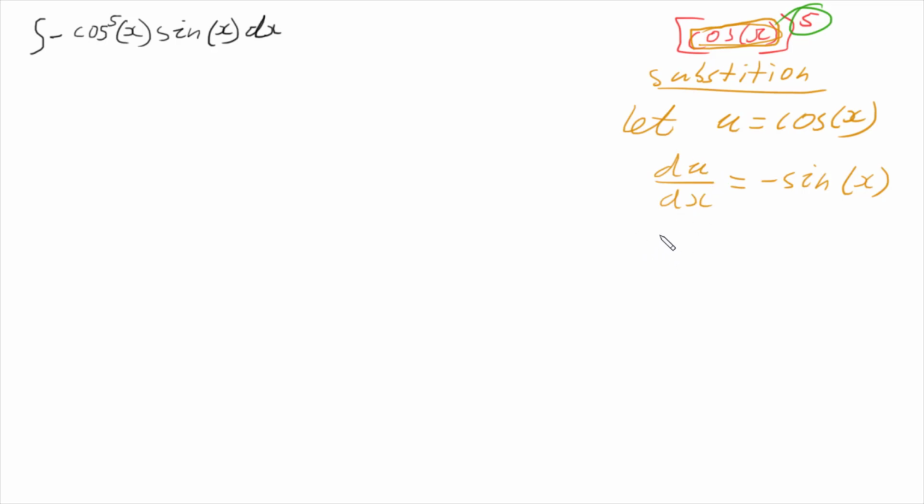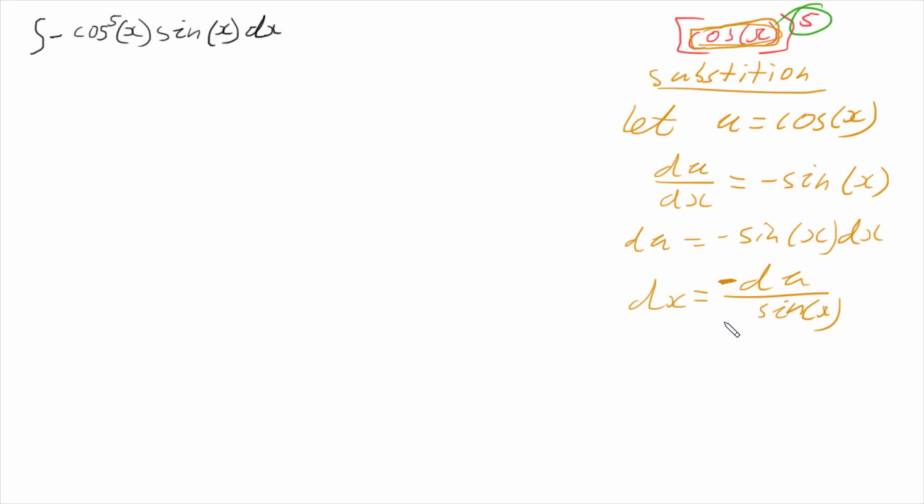I can do that by first multiplying both sides by dx, so I get du equals negative sine x dx, and then divide both sides by the negative sine. So that gives us dx equals du divided by negative sine of x. And really, we'll put this negative up the top so that it's looking a lot nicer. We'd prefer our negatives on top rather than the bottom.